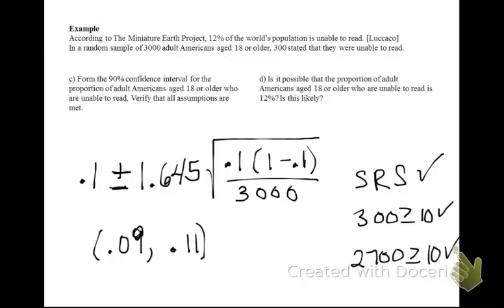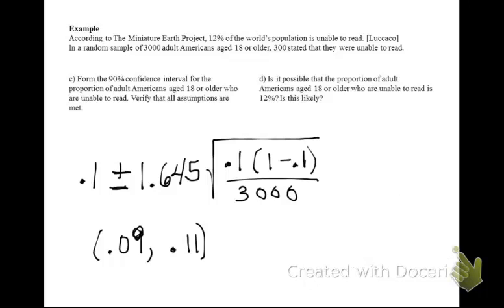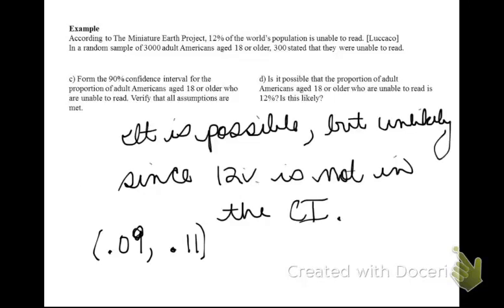Based on this confidence interval, is it possible that the proportion of adult Americans aged 18 or older who are unable to read is 12%? To answer this question, you should look to see if 12% is in the confidence interval, and we'll look at it as a decimal, 0.12. 0.12 is not a number between 0.09 and 0.11. Since it's not in the confidence interval, it's not likely to equal 12%. It could happen, but it's unlikely. So we will say it is possible, but it is unlikely since 12% is not in the confidence interval.